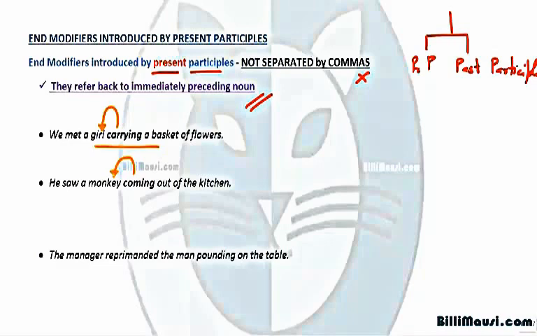The manager reprimanded the man pounding on the table. First we need to trace the present participle, pounding, which is not separated by a comma, so it will modify the preceding noun. The manager reprimanded the man pounding on the table. So who is pounding on the table? The man is pounding on the table. Please do not mistake it for the manager is pounding on the table. That will be correct if we have a comma here. So we'll see it in the next slide.